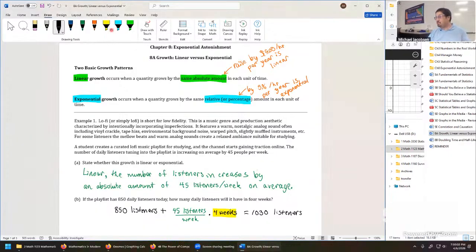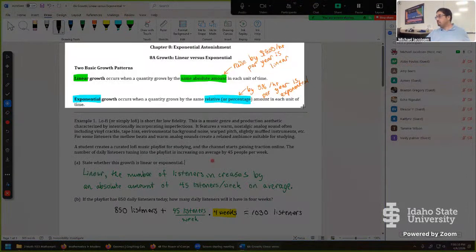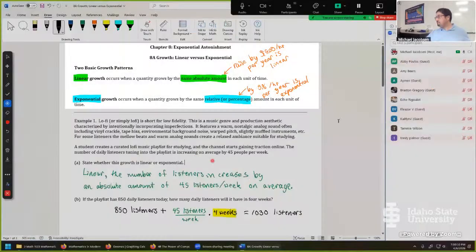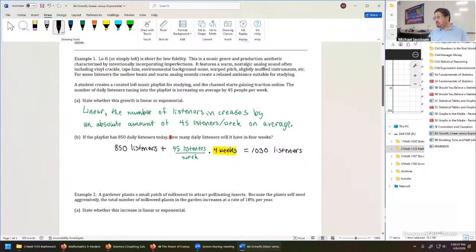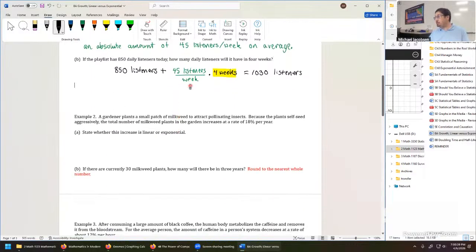Well, that's our analysis for the linear growth version. Any last questions or thoughts, folks, getting through example 1? Okay, again, sometimes these can be a little bit tricky to determine what the growth pattern should be. So let's see what's going on for example 2.